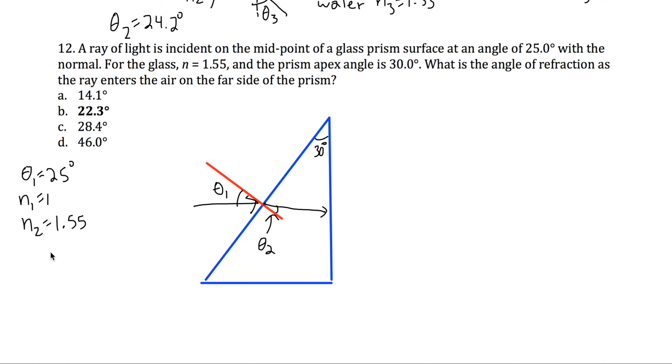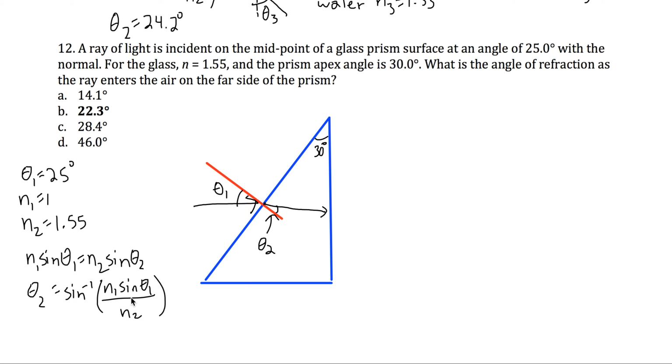So we're going to use Snell's law. N1 sine of theta 1 equals N2 sine of theta 2. And again, solve for theta 2. We'll have the inverse sine of N1 sine theta 1 over N2. And I got an angle of 15.82 degrees. That's definitely not the final answer. That's just the angle of refraction here into the glass.